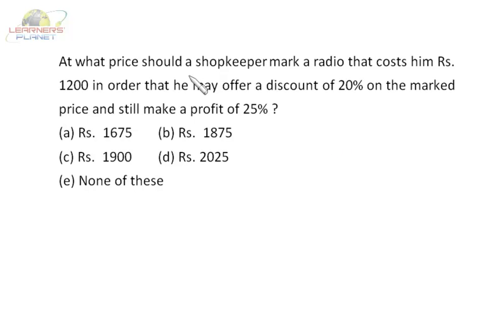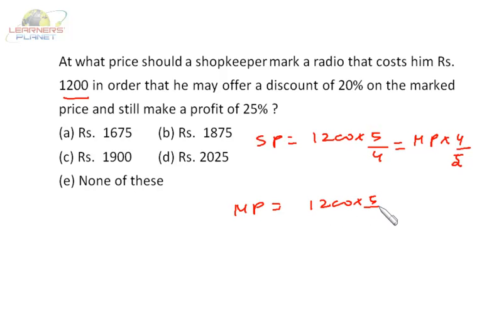Now, similar question. At what price should a shopkeeper mark a radio that cost him rupees 1200 in order that he may offer a discount of 20% on the mark price and still make a profit of 25%? Now 25% profit, that means the selling price must be 125% of this, or what 125% is? It is 5 by 4. So the selling price must be 5 by 4 of it. Now this must be the selling price after giving a discount of 20%. That means it is 80% of the marked price, or we can say 4 by 5th of marked price. So we can calculate the marked price from it. So marked price is equal to 1200 into 5 by 4 into 5 by 4. So it's 75 into 25.